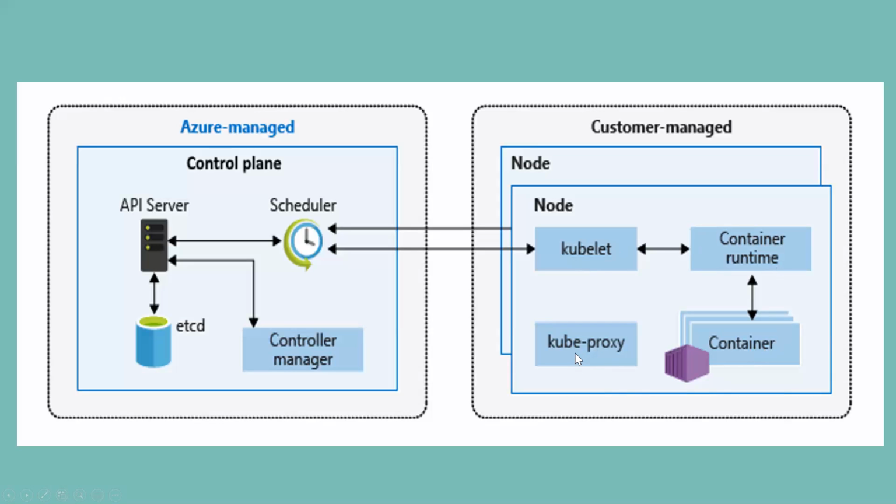The kube proxy is used mostly for internal communication between containers in the pods. Then you have the controller manager, which is again controlled by the API server. The instructions are provided by the API server to make sure that we are replicating the containers that are being controlled from here. So at a very high level, this is how the Azure Kubernetes Service architecture looks.